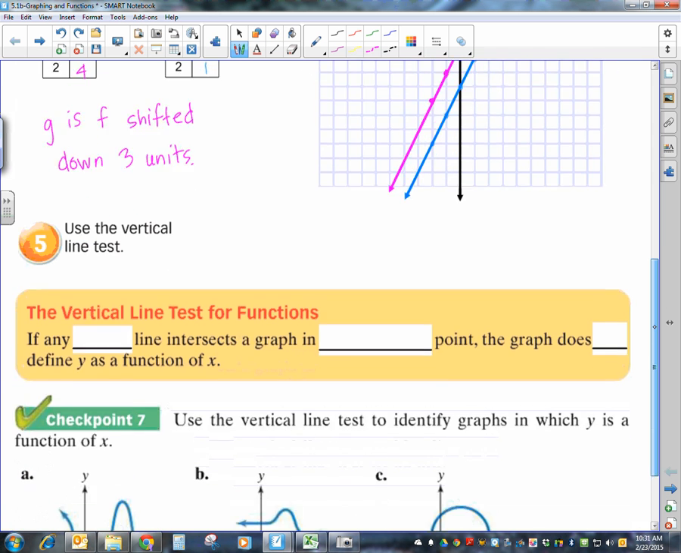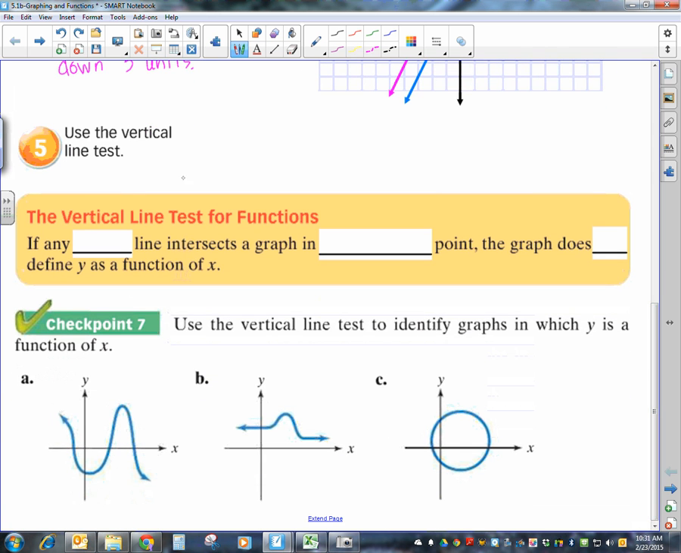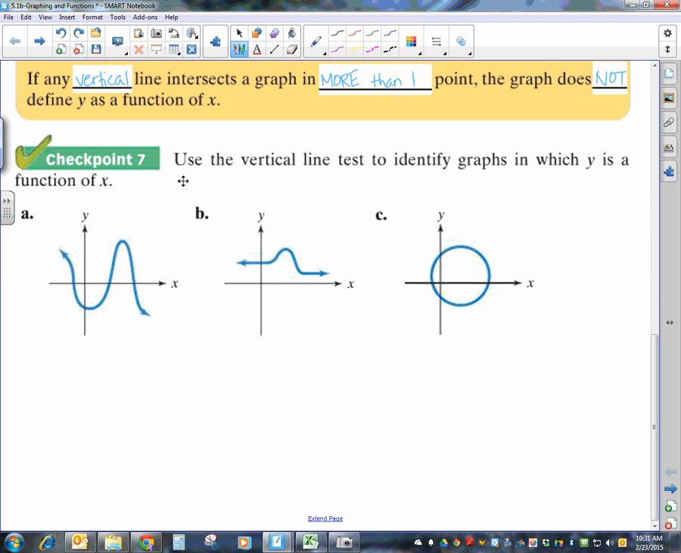All right, the next thing that should be a familiar concept to y'all is the vertical line test. The vertical line test says that if any vertical line, vertical remember is this way, intersects a graph in more than one point, then the graph does not define y as a function of x. So in your classwork, use the vertical line test to identify graphs in which y is a function of x.